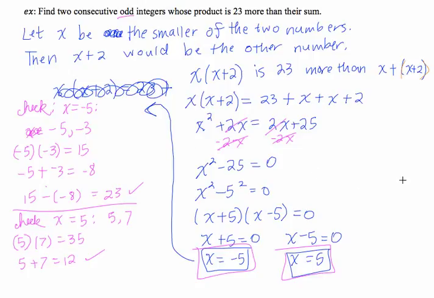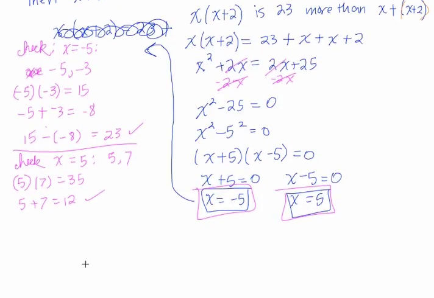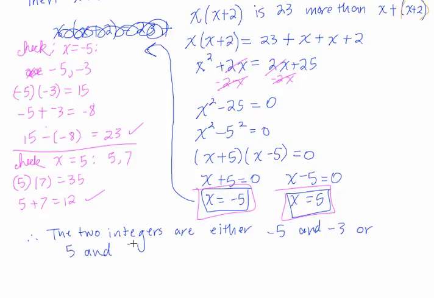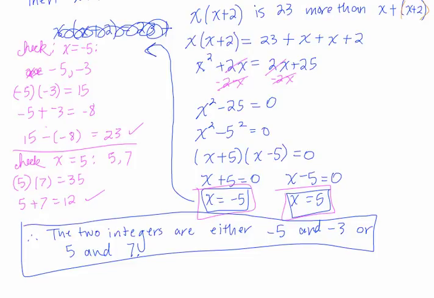So let's go answer the question then. I know I have to scroll down so you can't see the problem. But therefore the two integers are either -5 and -3 or 5 and 7. Now that answer makes sense. It's a meaningful answer.